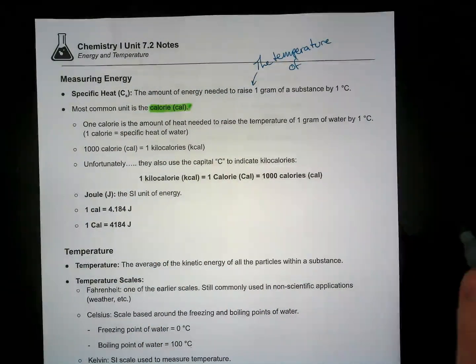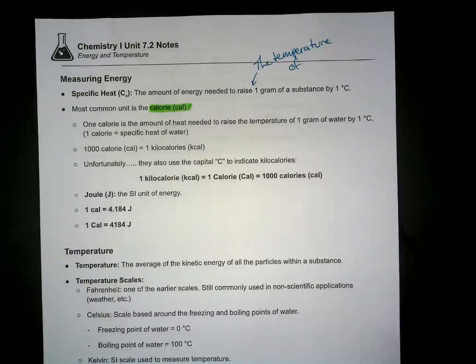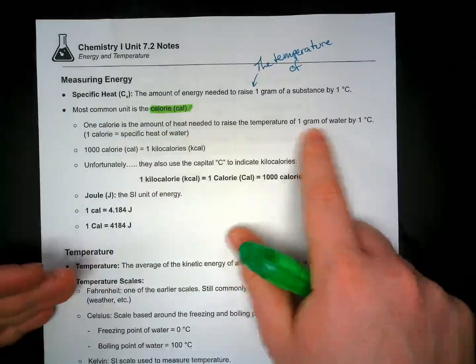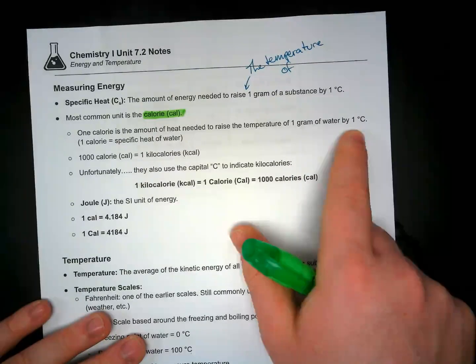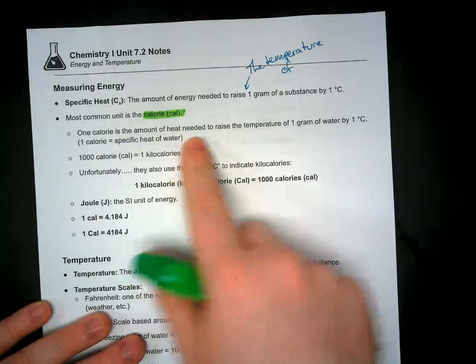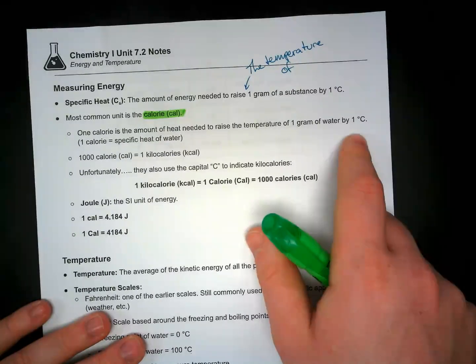Now, arguably the trickiest thing about this unit is remembering the difference between calorie and calorie. One lowercase calorie is the amount of heat needed to raise the temperature of 1 gram of water by 1 degree Celsius. So the measurements of calories are based upon how well and how fast we can increase the temperature of water.